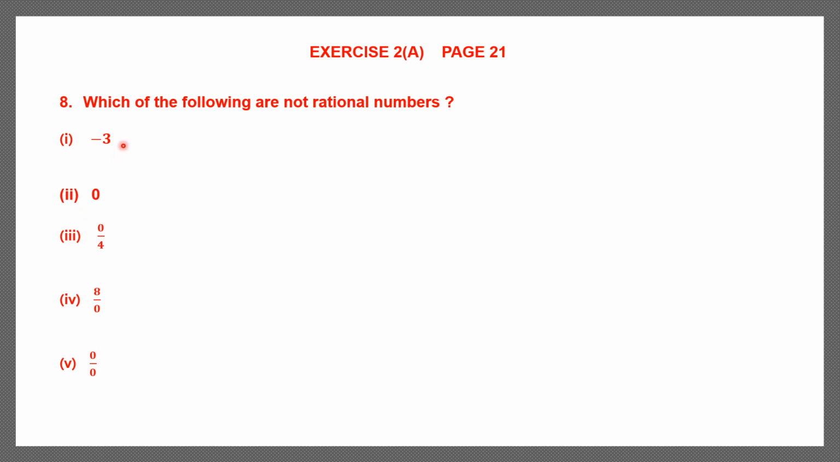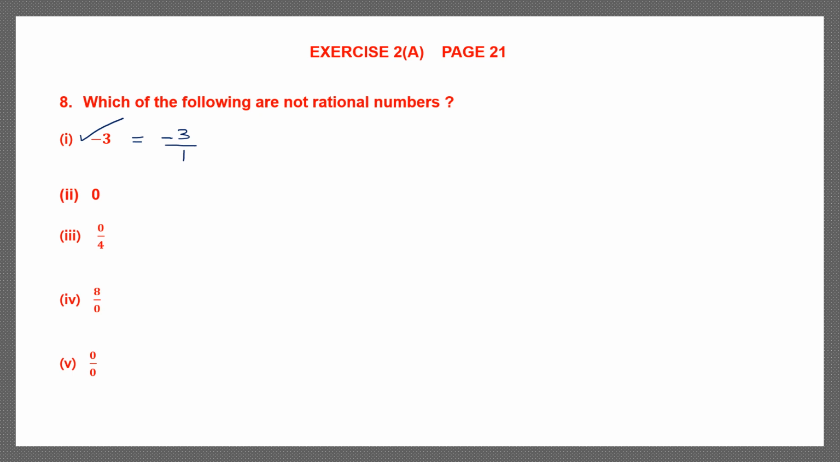A rational number is a number which can be put in the form of a fraction where the denominator is not 0. So let's see if we can put these as fractions. So first we have minus 3. Minus 3 is an integer. Now we can write minus 3 as a fraction when we give it the denominator 1. So now the value of minus 3 has not changed. Minus 3 by 1 is minus 3. So minus 3 is a rational number. So this is a rational number.